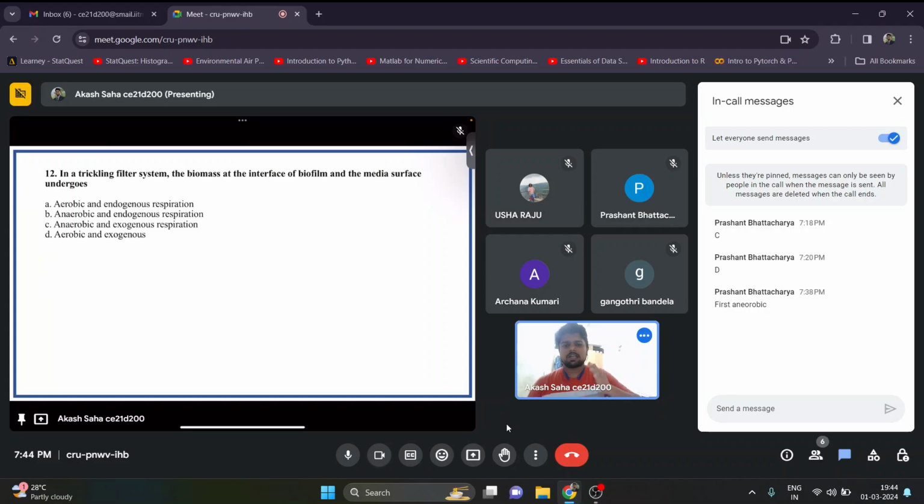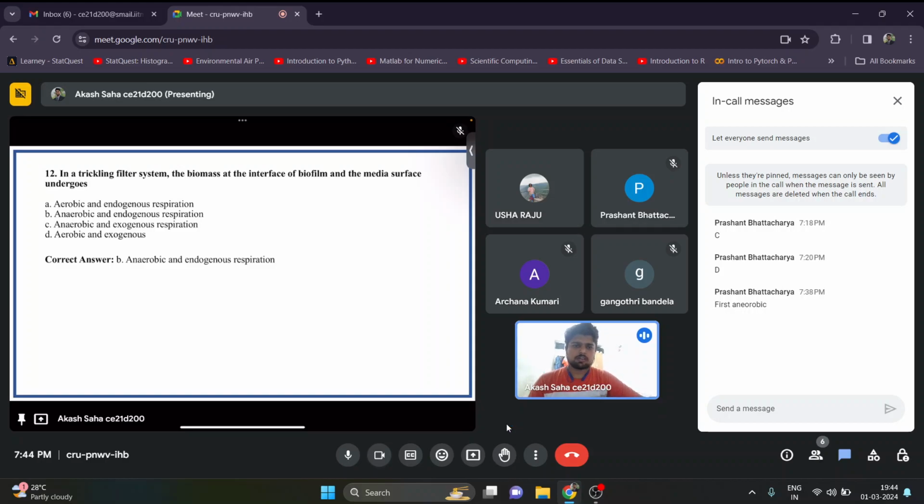So here, at the interface of the biofilm and the media surface, enough oxygen is not able to penetrate, because slowly the thickness of the biofilm will keep on increasing, and enough oxygen will not be able to reach the interface of the biofilm and the media surface. So an anaerobic zone is created, and since less food is present inside at the interface, it will reach the endogenous phase. As we all know from the bacterial growth curve, at the interface there will be endogenous respiration. Because of that, the sloughing will happen. So here option B will be correct.